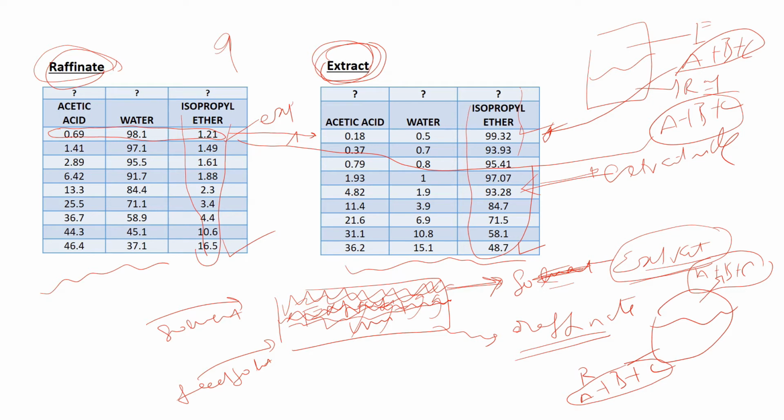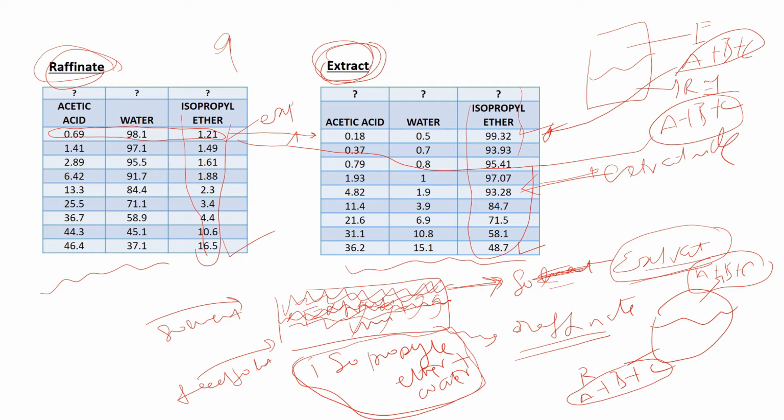Both of these sides contain all 3 components, and that's because your solvent, in this case isopropyl ether, and your carrier liquid, water, are partially miscible. So that's why you find something on both sides. Your extract side will contain a bit of your carrier liquid, and your raffinate side will contain a bit of your solvent. That's how your experiment works.